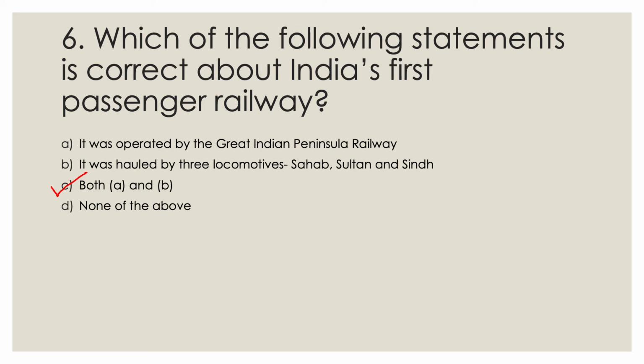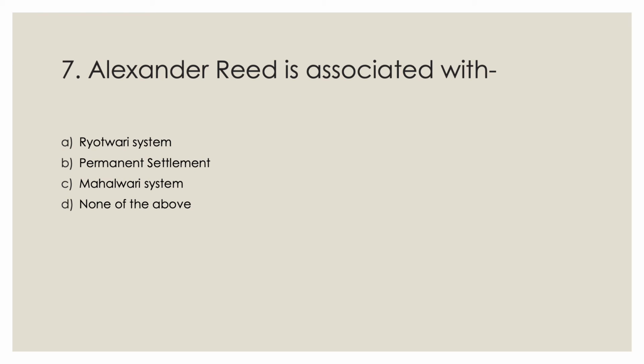This is an interesting thing. This we had not covered in the lesson. The three locomotives, what were they called? Sahab, Sultan and Sindh. Okay. The seventh one is: Alexander Reed is associated with, and your options were Ryotwari system, Permanent Settlement, Mahalwari system, none of the above. The right answer here is Ryotwari, A.